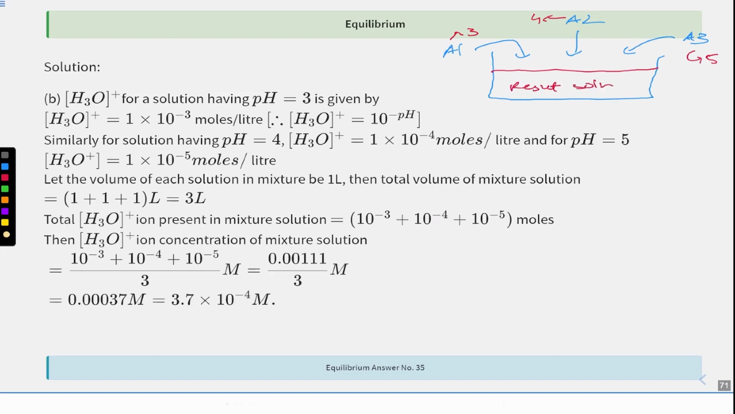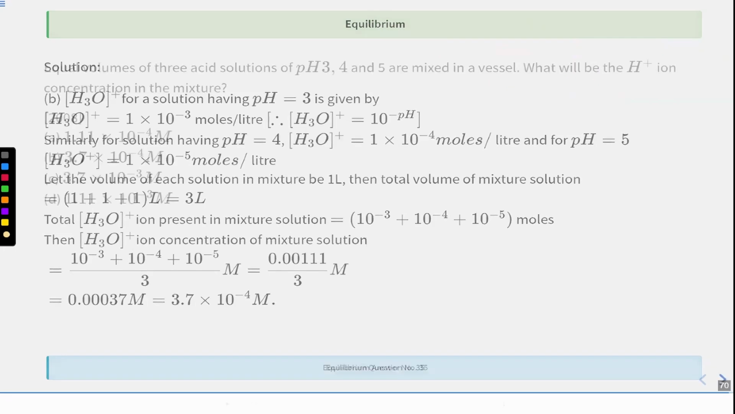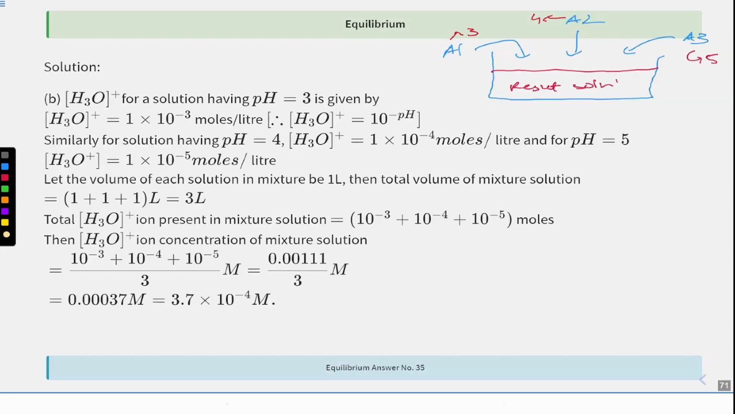What they are asking is you have to see what is the concentration of H plus in this resulting solution. Now we know this formula: pH equals minus log base 10 of the concentration of H plus. So if our pH is 3, technically that means we have to get this.